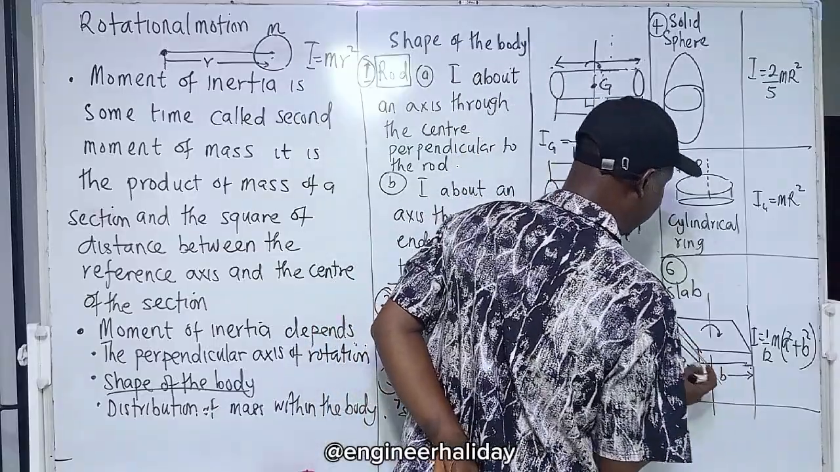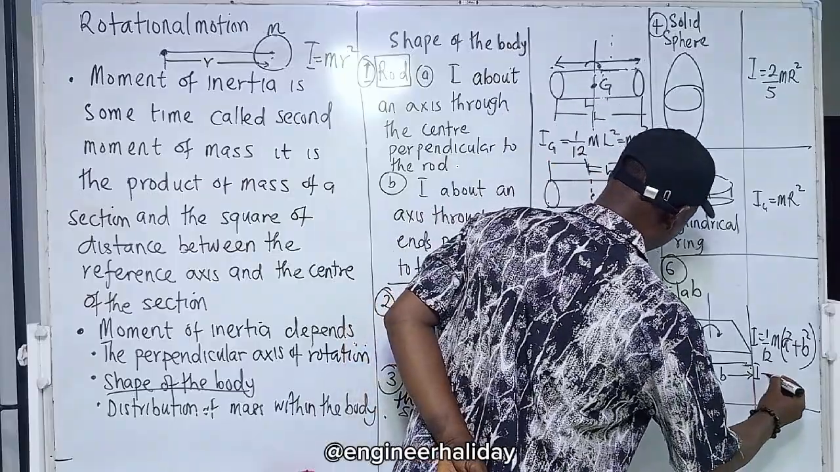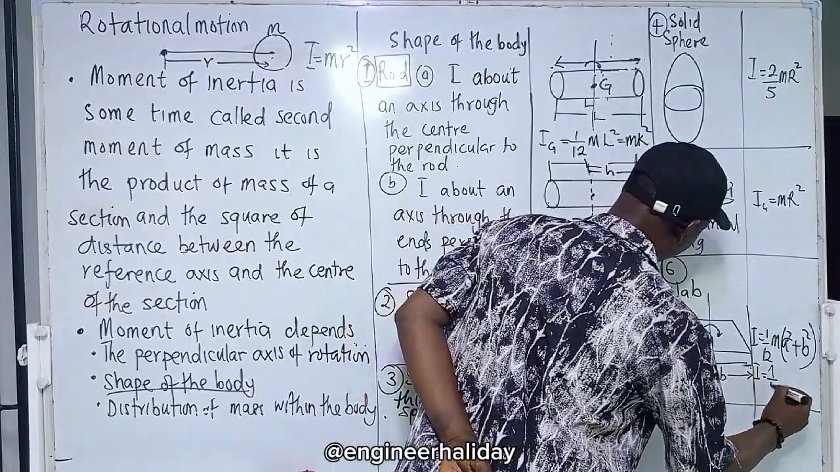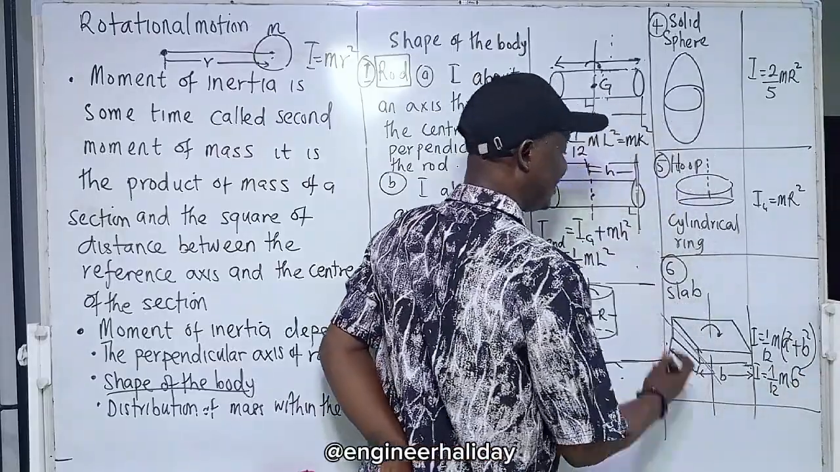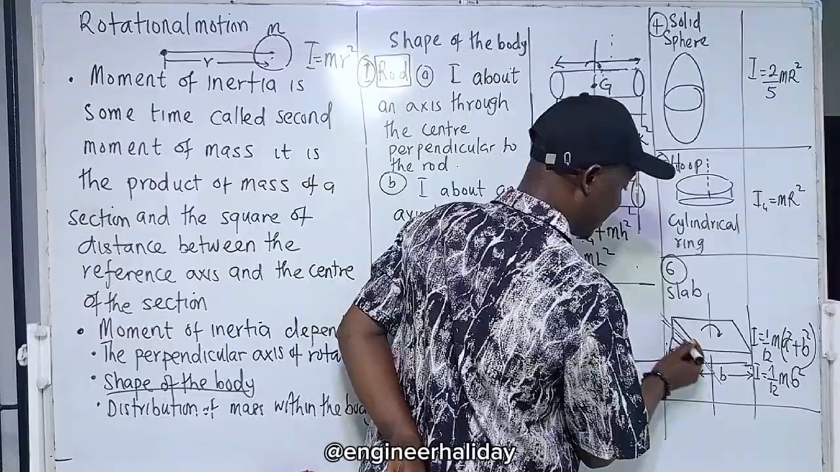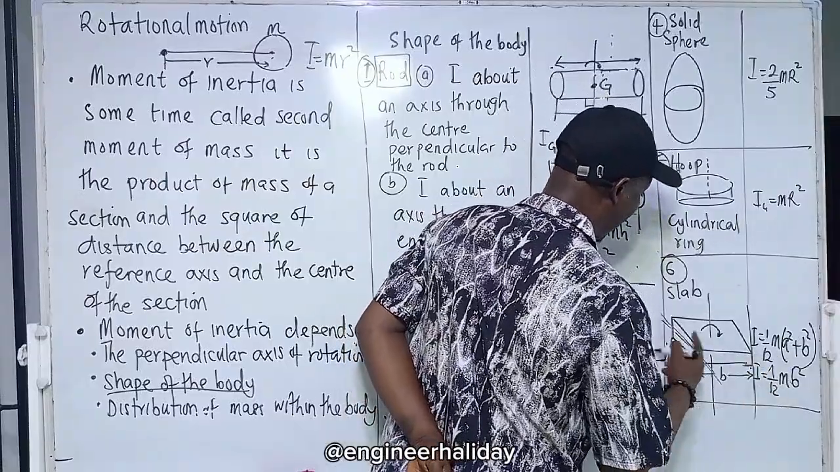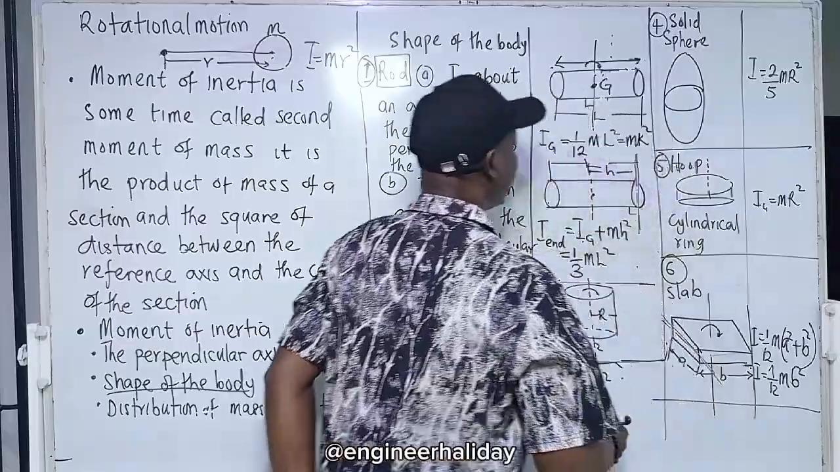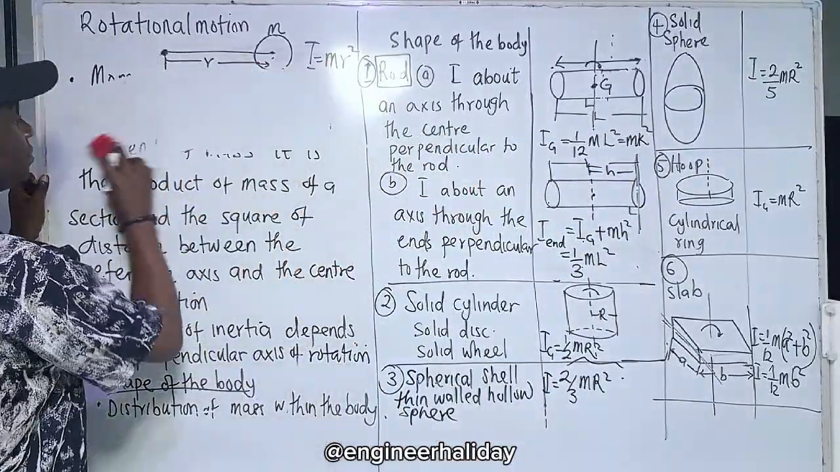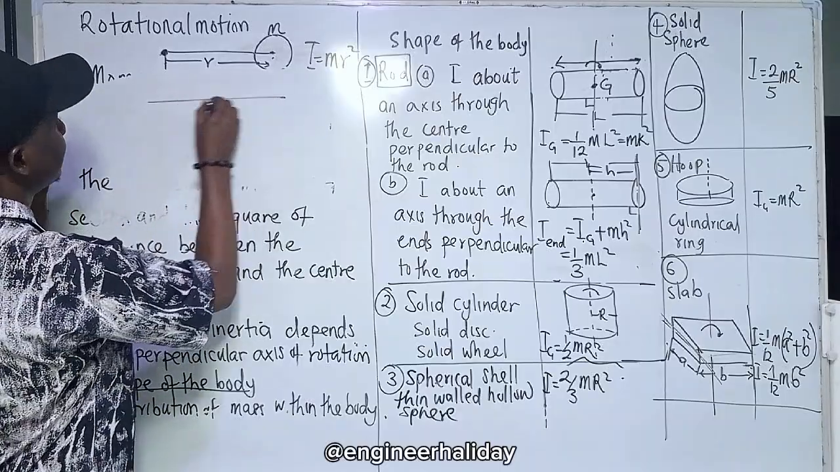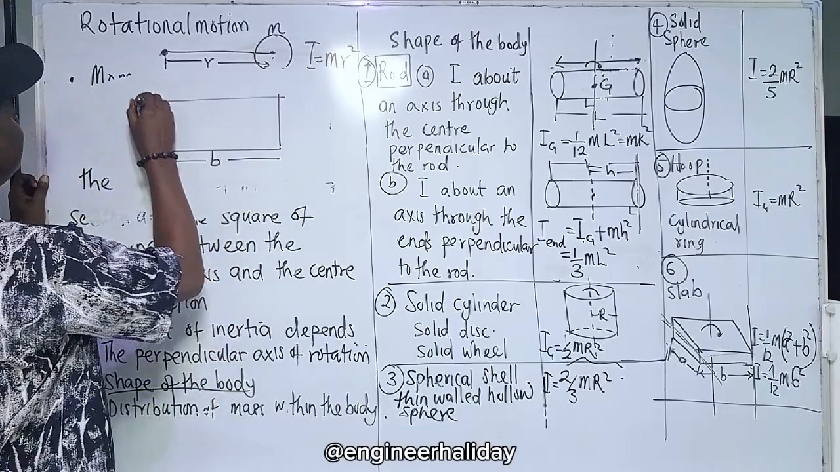If I want to take it about this side, we now use this full length. I have 1/12 mb² about the ends of b. That means if I want to consider this side, it becomes 1/12 ma². If I have something like this, look at it. This one is now b, here is now a.